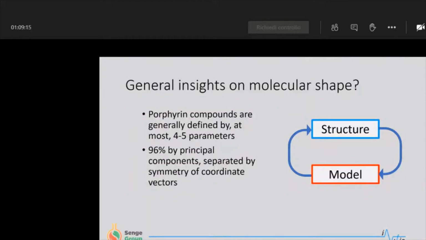96% of each individual molecule's distortion can be summed up by using its minimum coordinate frame, just the principal components of the distortion vectors. And knowing this, we can understand that by using this kind of symmetry-based reduction, we can actually get a better model, and then we can use that model to feed back into structure determination, potentially having a use for lower data structure determination methods.